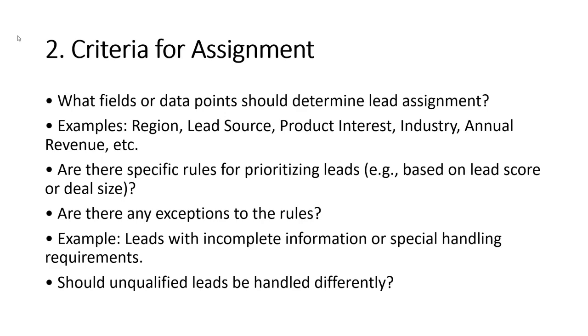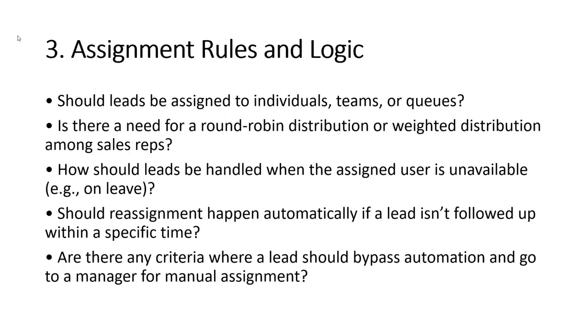So what will happen if the lead assignment doesn't qualify any criteria? Where will the lead go? For example, a lead with incomplete information, especially handling requirements. Should unqualified leads be handled differently? Are we creating a different queue, or are we assigning those leads to a default user? So you need to define each and everything when you'll be filling the gaps, right?